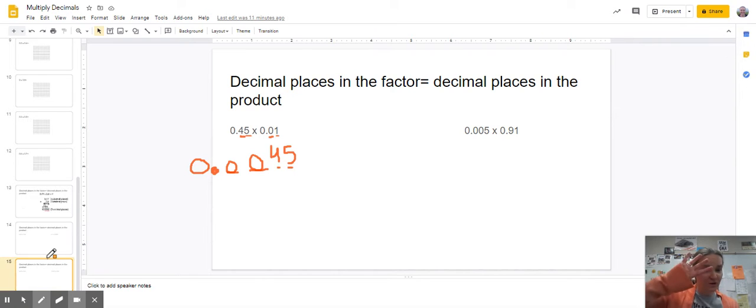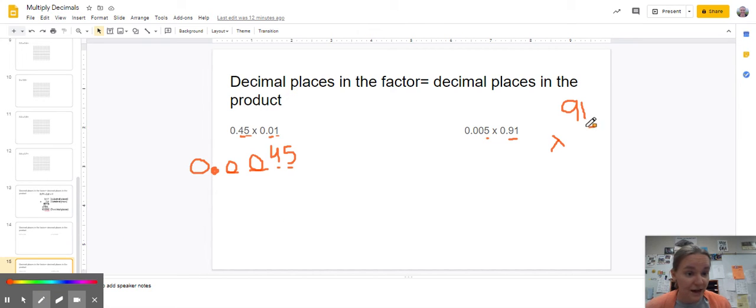So you should have a total of 4 problems in your math journal, plus you need to have the words decimal places in the factors equal decimal places in the product. Okay? I actually have to do some multiplication here. It's not mental math. So my non-zero numbers, I have 91 and I have 5. Check it out. I don't have to even add all the zeros in yet. I can definitely add in all the zeros, but what I'm actually going to be multiplying is 91 times 5.